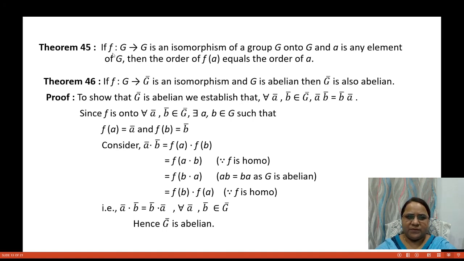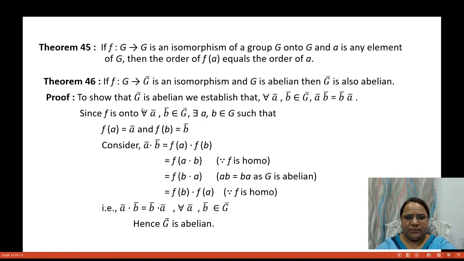It is a similar result. If f is a mapping from G to G bar, an isomorphism of a group G onto G bar, and a is any element of G, then the order of f of a equals the order of a. Next we have theorem 46: if f is a mapping from G to G bar, an isomorphism, and G is abelian, then G bar is also abelian, we have to prove.